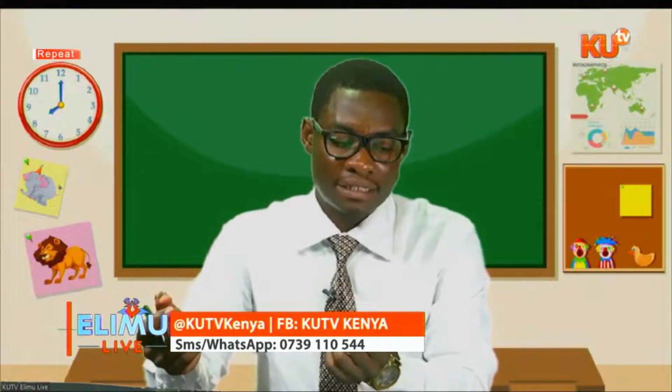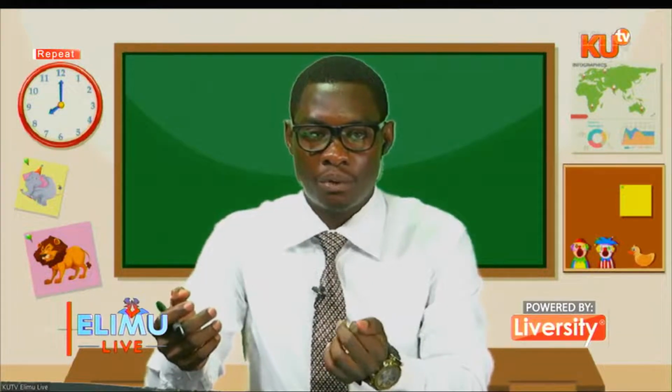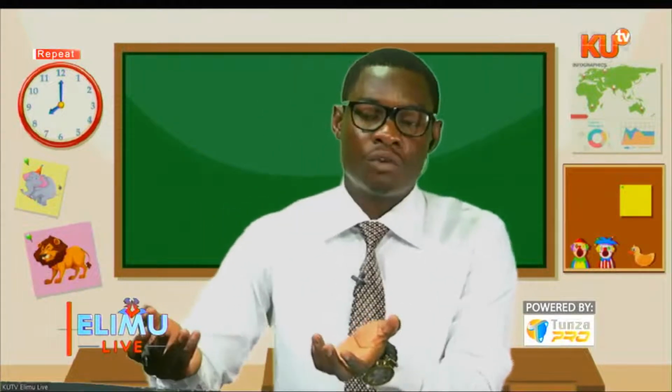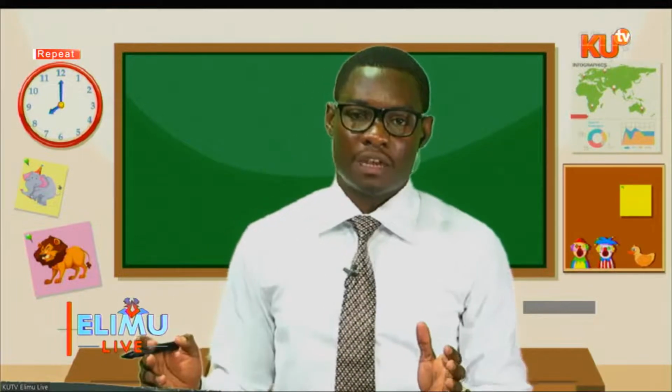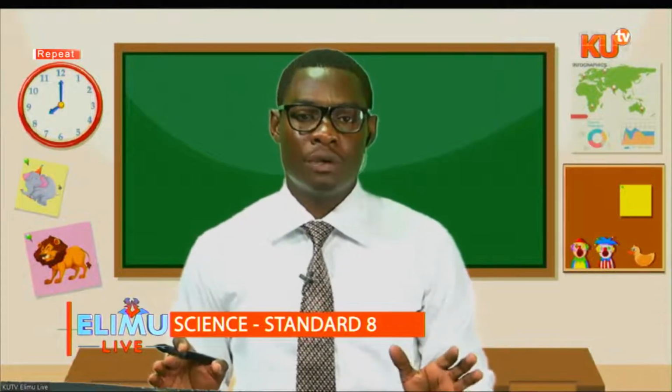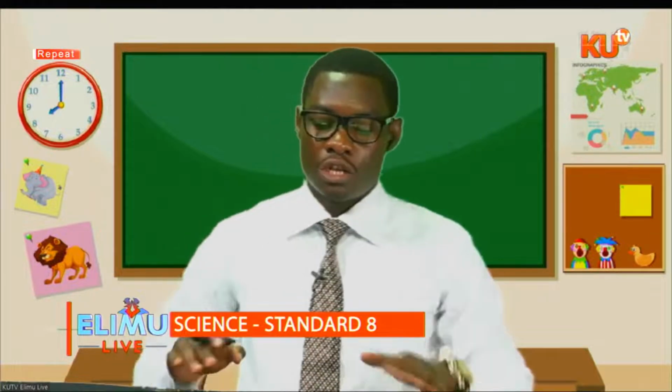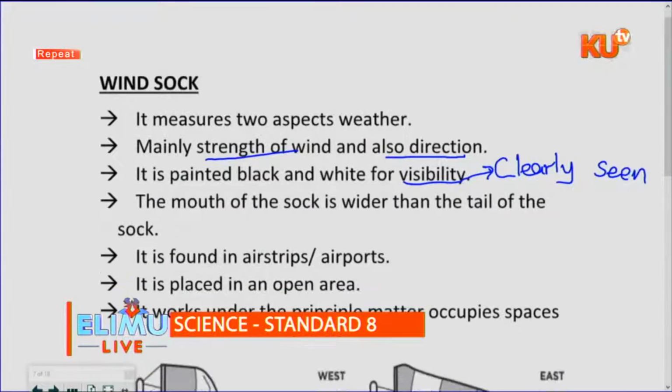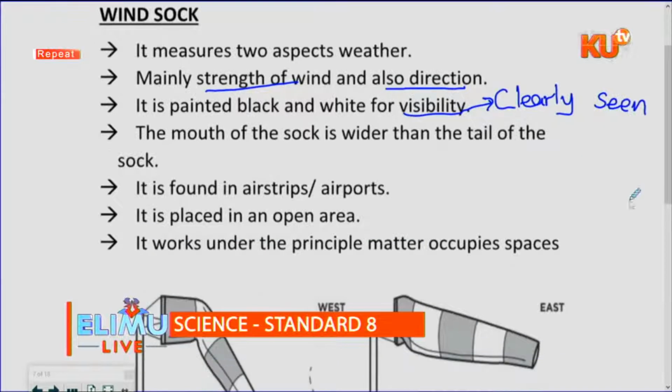As with other weather instruments, a windsock also works on a principle, and it works on the principle that matter occupies space, and the matter that I'm talking about here is the wind, which is moving air. Just as a rain gauge and a wind vane, a windsock should also be placed in an open field free from obstruction. So the wind should not be obstructed in any way. So we don't need to put it where we have tall buildings or where we have trees. So we have a diagram of a windsock. Those are the points to note if you are taking notes.